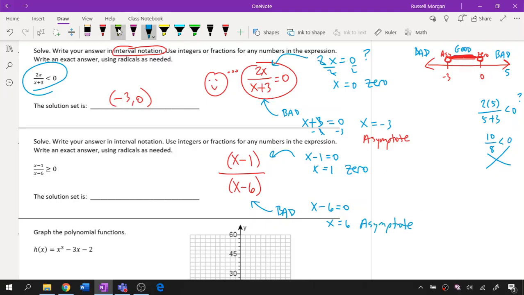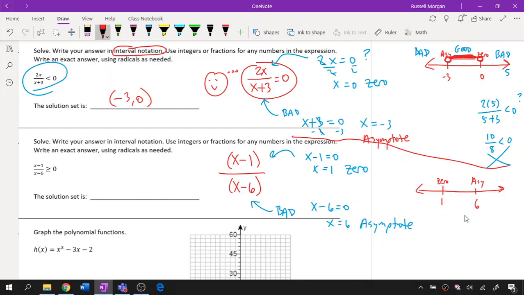So what we do is we do our sign line. Let me separate that earlier problem. We do our sign line here, and we mark the 0, which was 1, and we mark the asymptote, which was at 6. Let me label those. That was the 0, and this is the asymptote.